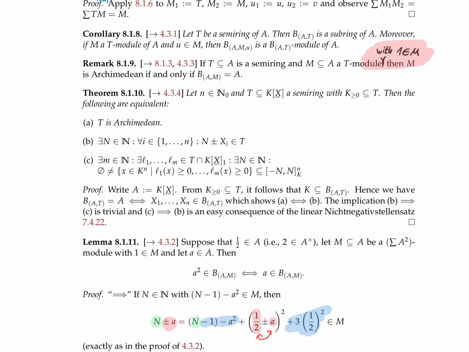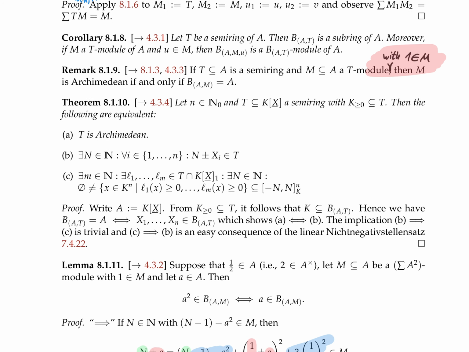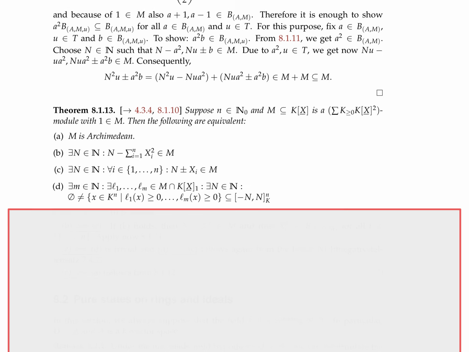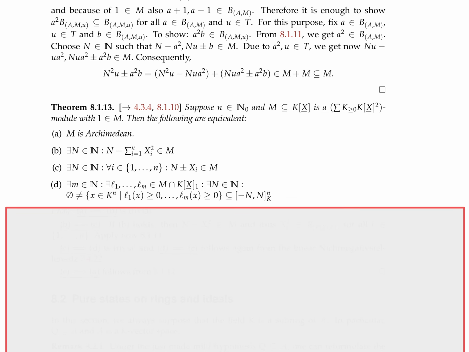So let's see. Here we had this theorem that was the characterizations of Archimedean semirings in the polynomial ring over a subfield of the reals, namely Archimedean semirings containing the non-negative elements from the subfield. So here we had these three characterizations, right? Archimedean, the cube condition, and the bounded polyhedron condition. And we have the same thing here for weighted sums of squares modules.